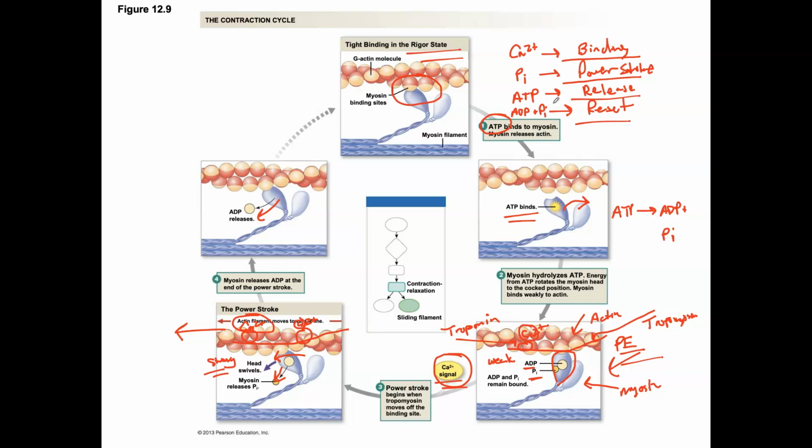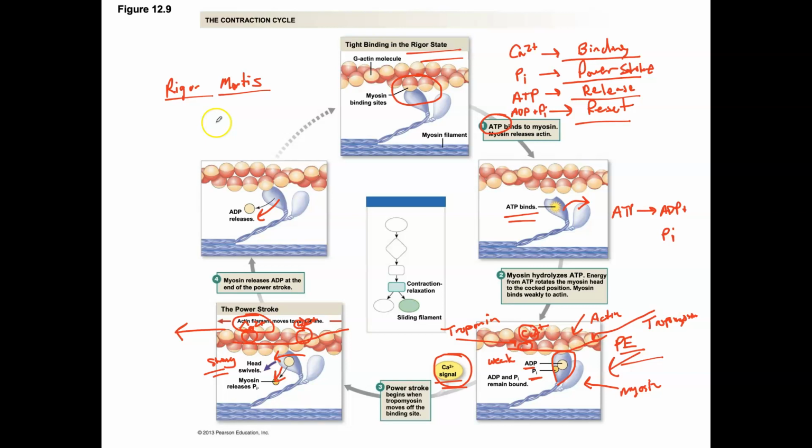From a clinical standpoint, if you don't produce enough ATP, that would prevent the myosin from detaching from the actin. So a good example of this is after death, when the body stops producing ATP and the supplies of ATP are exhausted, muscles are going to enter a state of rigor mortis. Rigor is that contractile state. Mortis is referring to after death. So it's a state of muscle contraction after death.